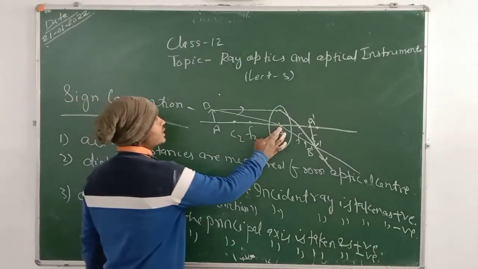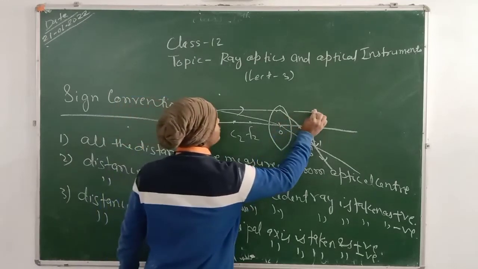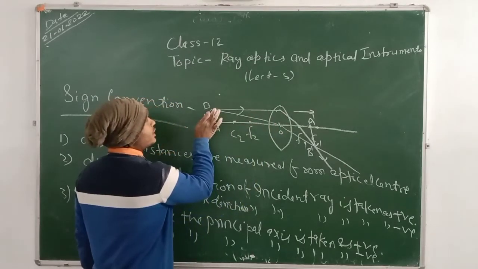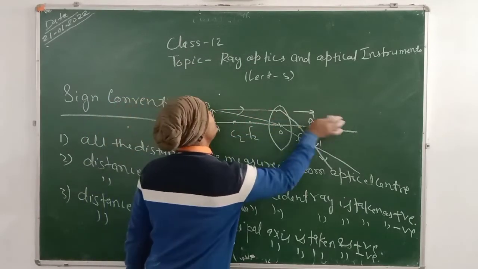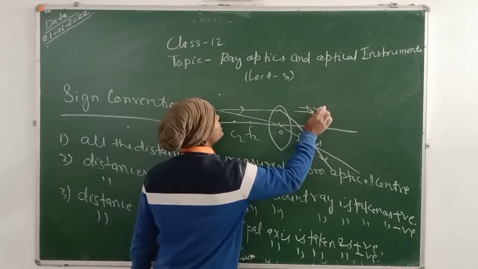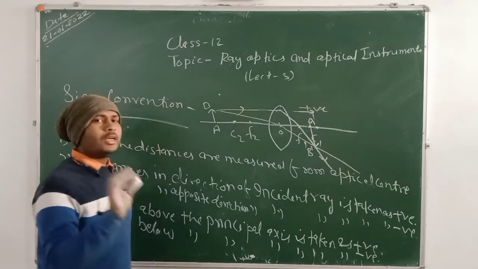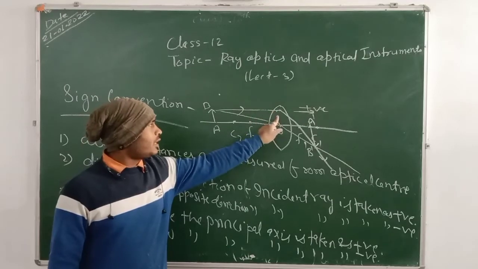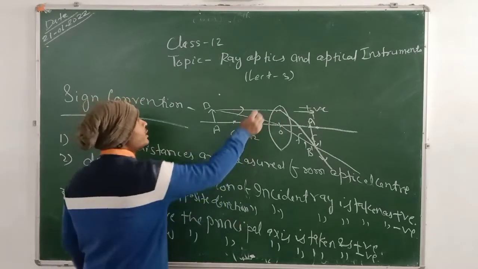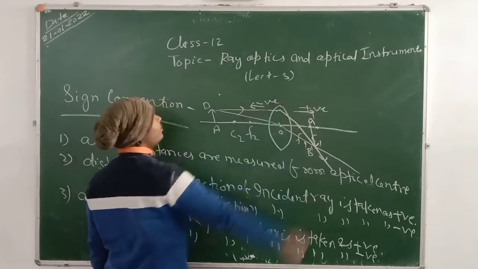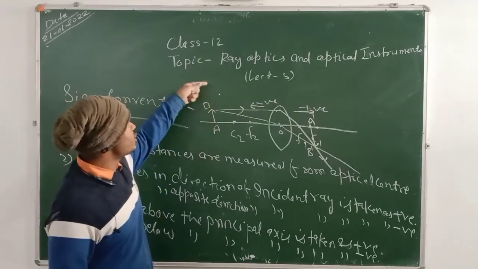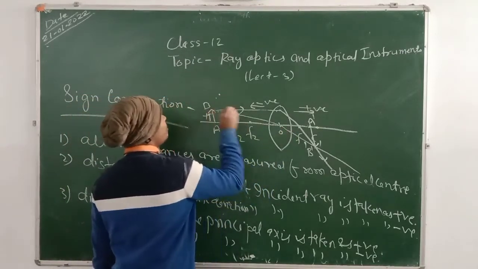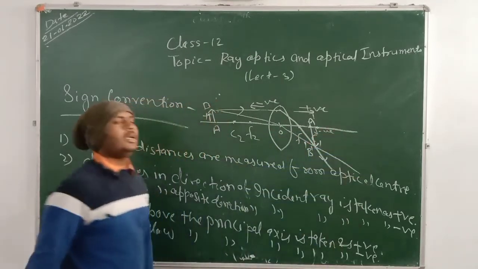Look here, in this case, if we are moving from this direction, which is the right hand side, so this direction is the direction of incident ray, because incident ray is coming from this direction and moving in this direction. So the distances in this direction will be positive. And in opposite direction to incident ray, if we are taking this direction, distances will be negative. And distances above the principal axis means this direction will be positive, and below the principal axis distances will be negative. Is it clear?